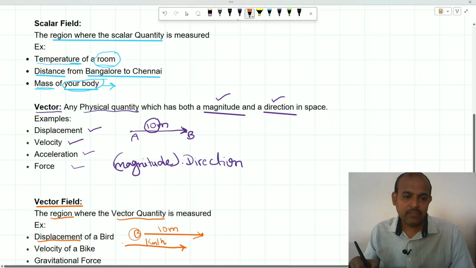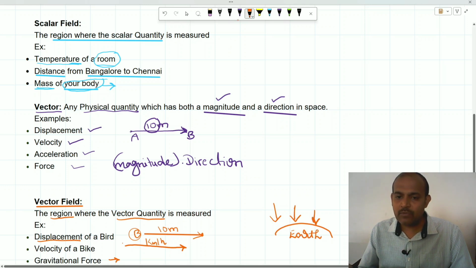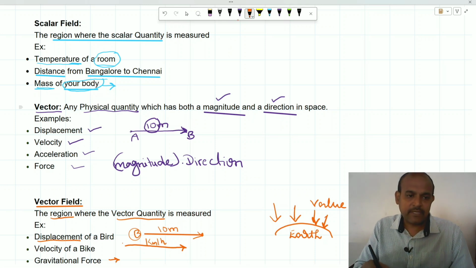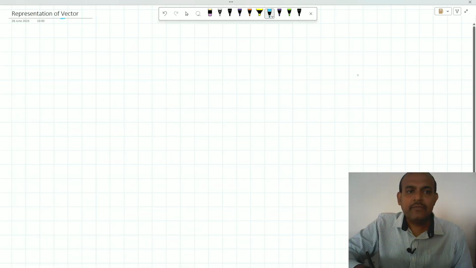Next we talk about the force, gravitational force. We all know that whenever you consider an earth surface, the force will act towards the earth surface. Suppose this is an earth surface, so the gravitational force is towards the earth. So we not only talk about the value, the number, we also talk about which direction it is propagating. Such type of fields we call a vector field.